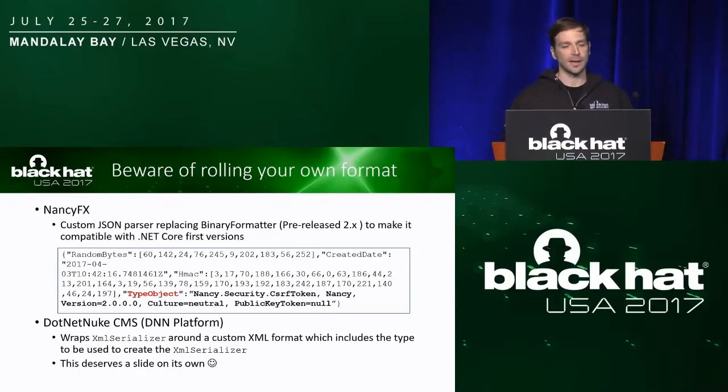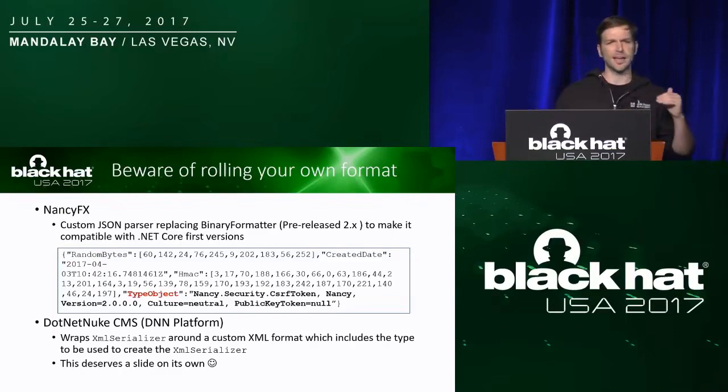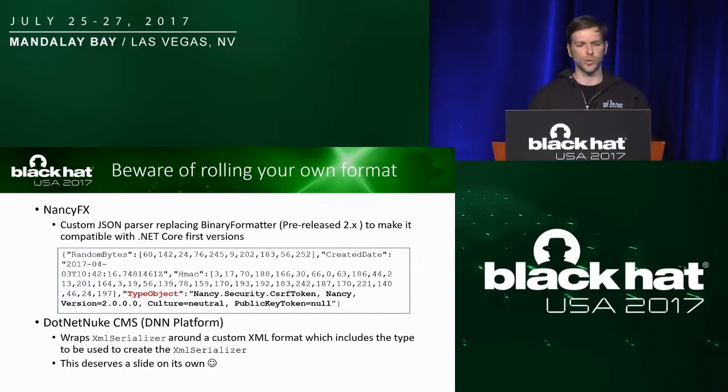And then we also found one of the most popular CMS for the .NET world, DotNetNuke, or DNN, which uses XmlSerializer to deserialize untrusted data. In this case, for example, the value in a request cookie. They wanted to use XmlSerializer with arbitrary types. So in order to do that, they created a wrapper around XmlSerializer. They send the type that is going to be the expected type, and then the payload for the XmlSerializer.